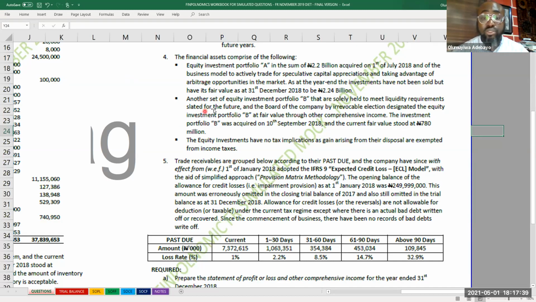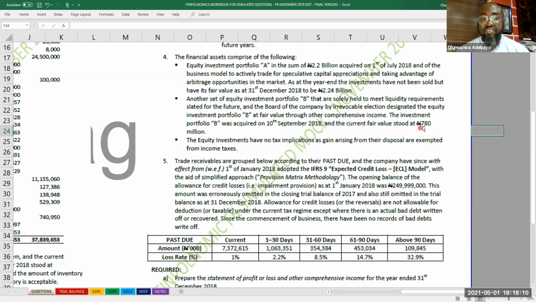Okay, now let me contribute. Based on the accounting policy of the board to have irrevocably elected to designate the equity investment portfolio at fair value to other comprehensive income means it falls within the class of fair value to other comprehensive income. And the implication of that is that the fair value gain or loss will be reported to OCI.